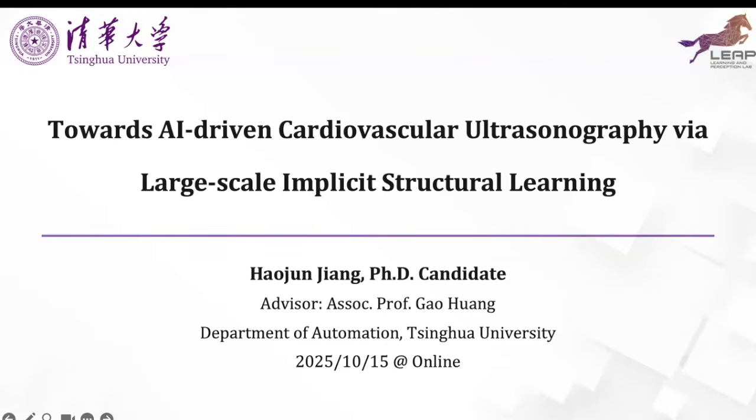Today I will begin with a brief introduction to my PhD research, entitled Towards AI-driven cardiovascular ultrasonographer via large-scale implicit structural learning. But I will focus primarily on the Nature Communications paper related to the carotid artery robot. So the beginning part is mainly about the background and overview of my PhD research work.